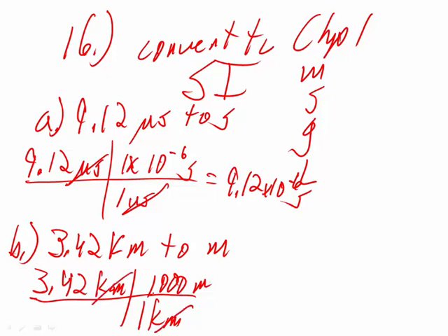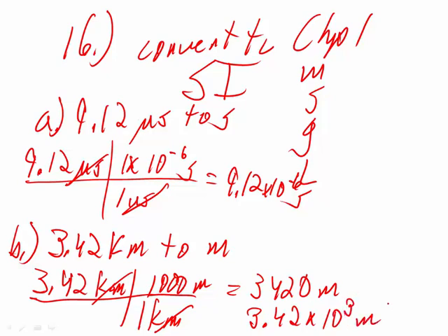So our kilometers cancel out. We're left with, we'll move the decimal 3 places to the right and add a 0, and you got 3,420 meters, or we would write it in scientific notation like this, 3.42 times 10 to the 3rd meters. You'd write it in scientific notation, preferably, okay? And then we look at 16C.